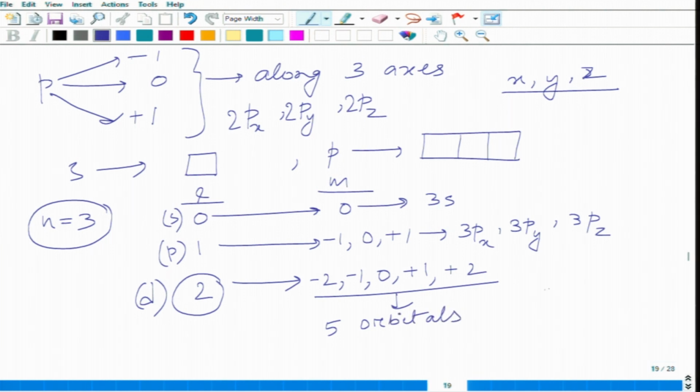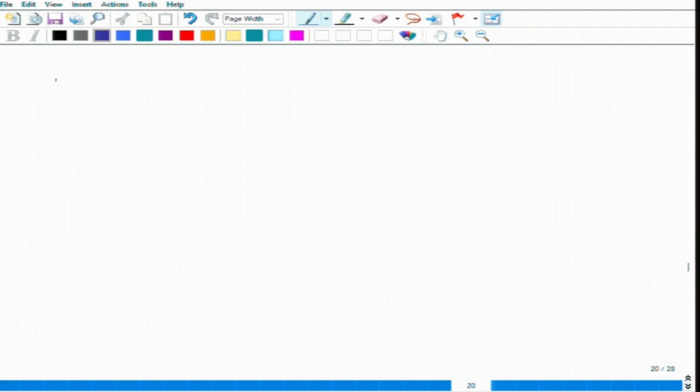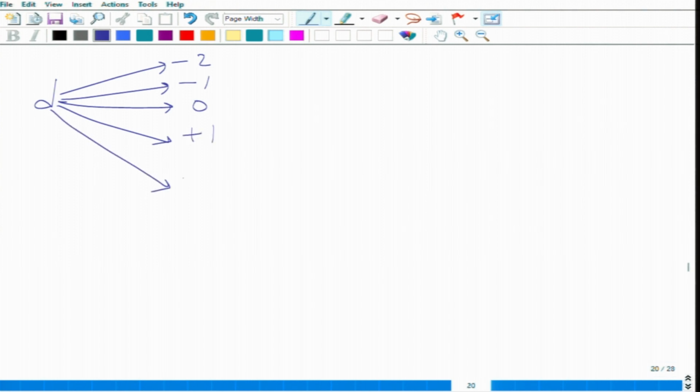So, how will we calculate the number of orbitals? By 2l plus 1. For d, l is 2. So, 2l plus 1 is equal to 2 into 2 plus 1. From here also we see that the d subshell has 5 orbitals. Now, these are the 5 orbitals of d.